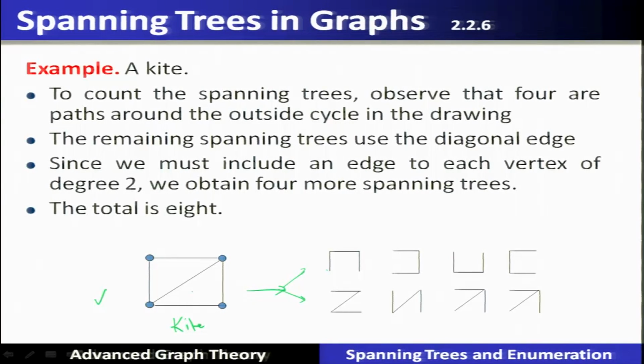Now the spanning trees where the diagonal is used also have 4 possibilities. Why? Because there are 2 ends which are not going to get the edges. So you see who are going to get the edges. This is one possibility, this is another possibility, this is another, and so on. So there are 4 different possibilities. In total, 8 different spanning trees are possible from this particular graph, which is called a kite.